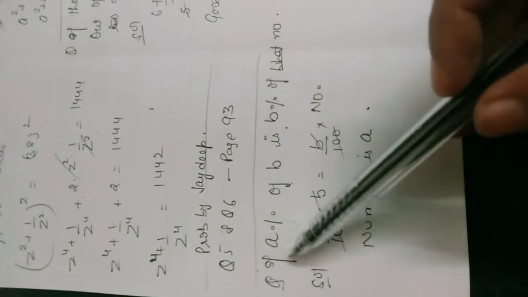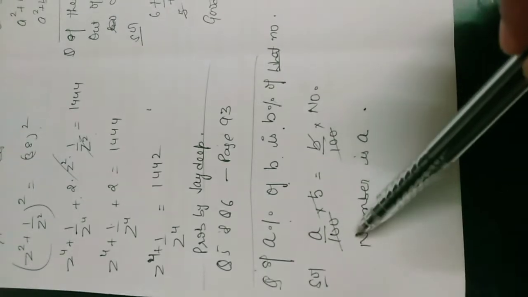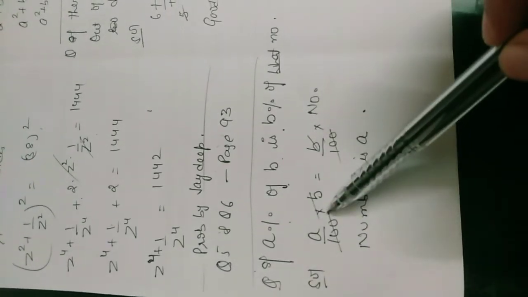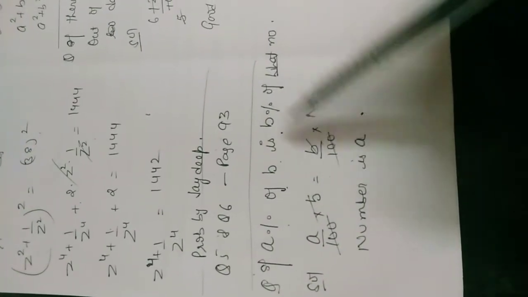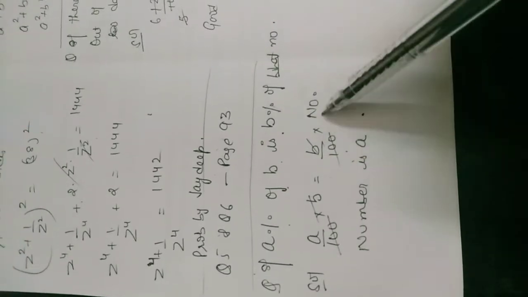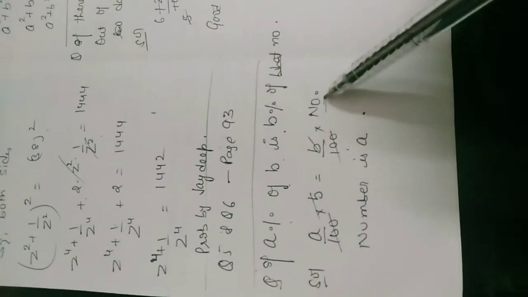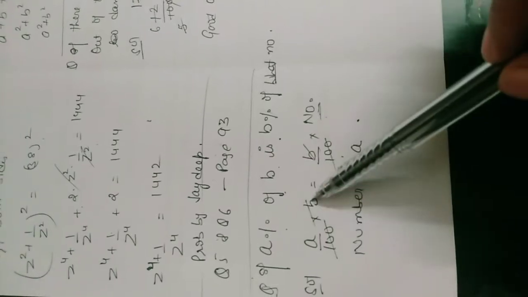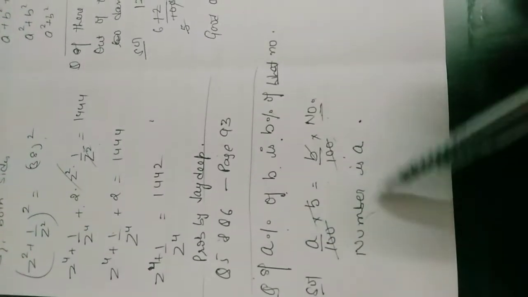Okay. Again, a% of b means a upon 100, of means multiply, b is means equal to, b% means b upon 100 into what number, means you have to find this number. b cancels with b, 100 cancels with 100, so the number is a.